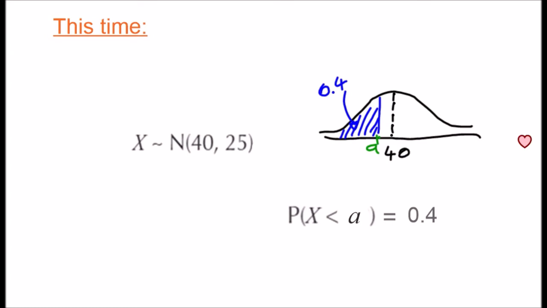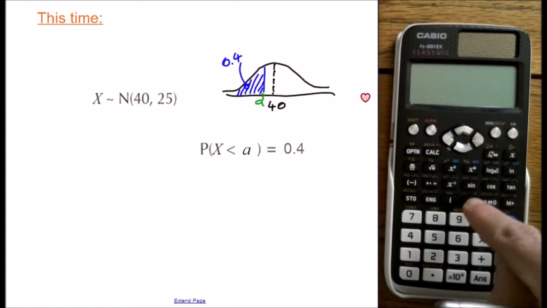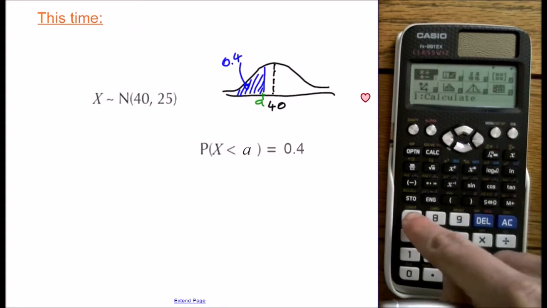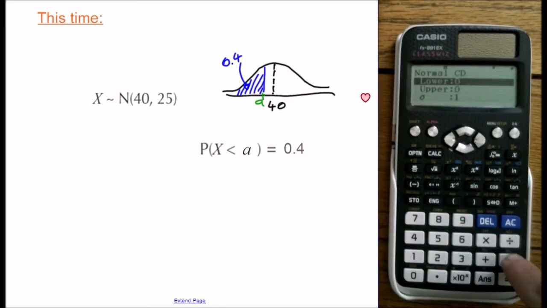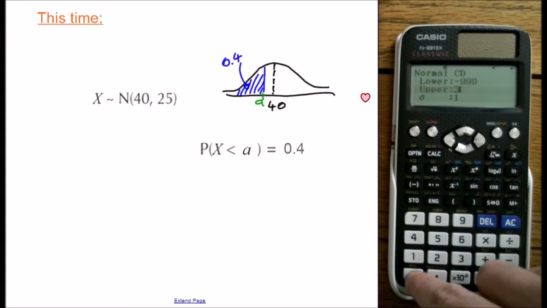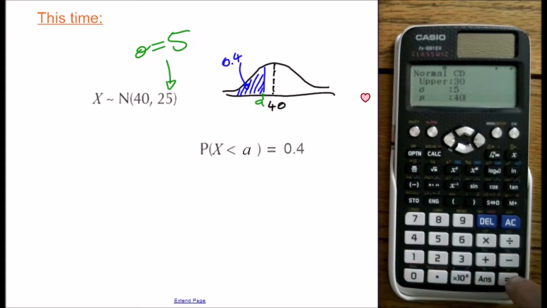Now we could use the function on our ClassWiz from last time, the Normal CD, and just do a bit of trial and error. So let's try that first. Normal CD, we've got a lower bound of negative infinity, which is negative 999, an upper bound of, well, this is the bit that we're trying to guess. Let's guess at 30. Standard deviation here of 5. Mean of 40, and let's see if that's going to be anywhere close to 0.4.